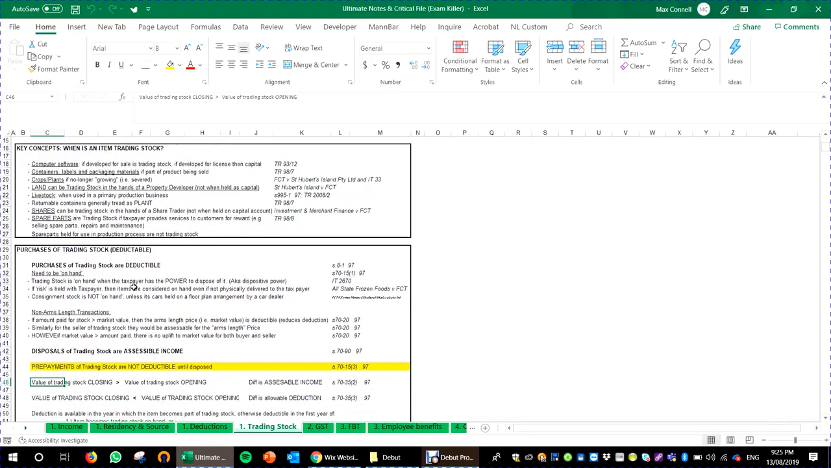Trading stock, on the other hand, which we'll get to a little bit later, goes through the income statement and is assessed as part of your assessable income. So we'll get to how that's accounted for shortly, but I guess the key thing to remember is there are different tax implications for each.